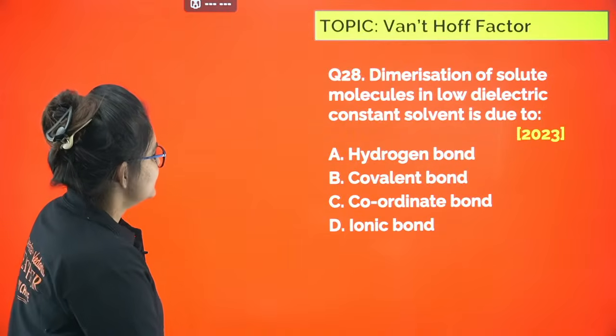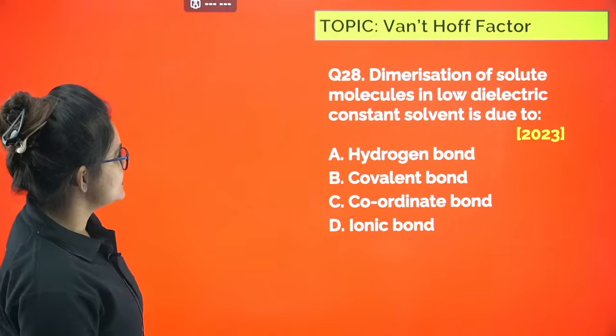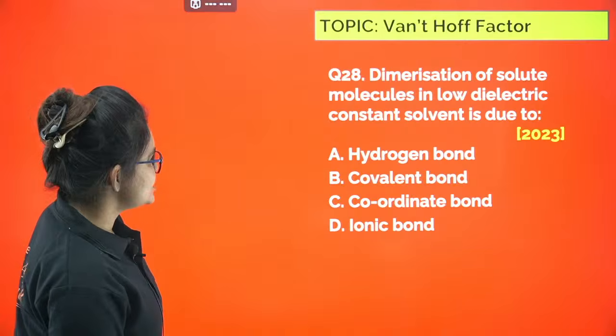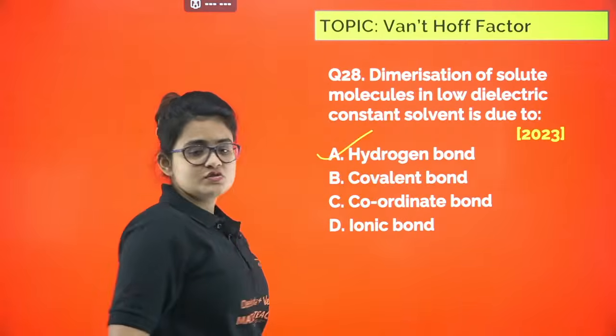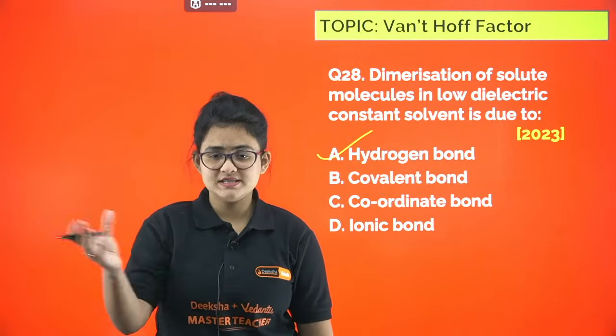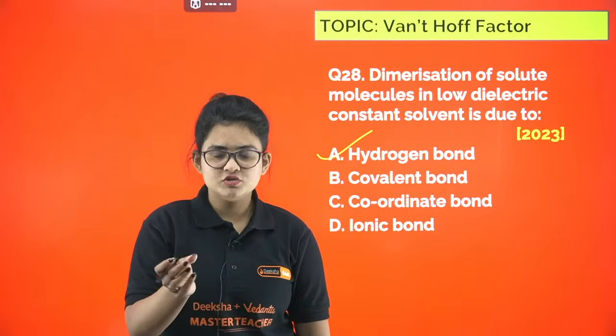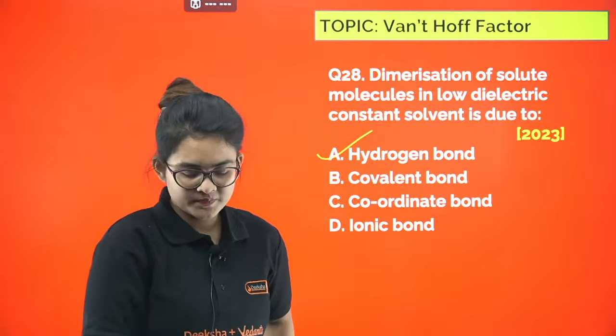Okay, Van 't Hoff factor. So dimerization of the solute molecule in low dielectric constant solvent. Dimerization occurs because of hydrogen bonding, my dear. So what happens if you mix acetic acid? Two units of acetic acid get attached to each other because of intermolecular hydrogen bonding.